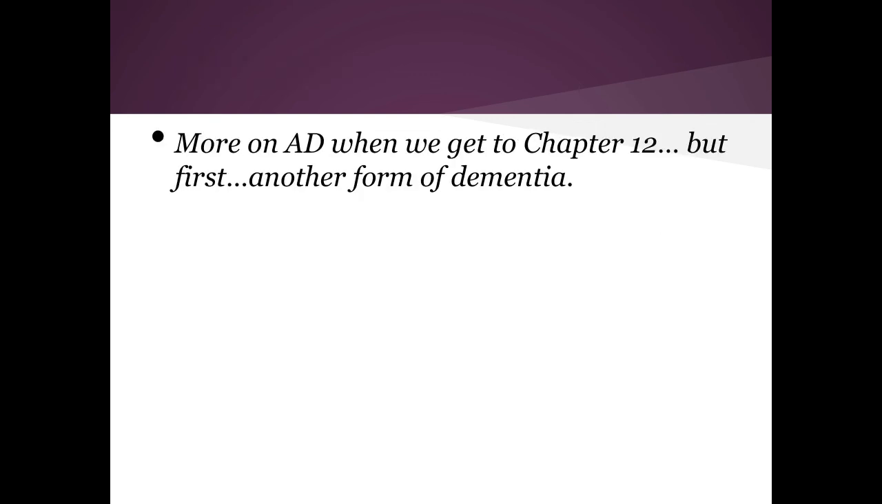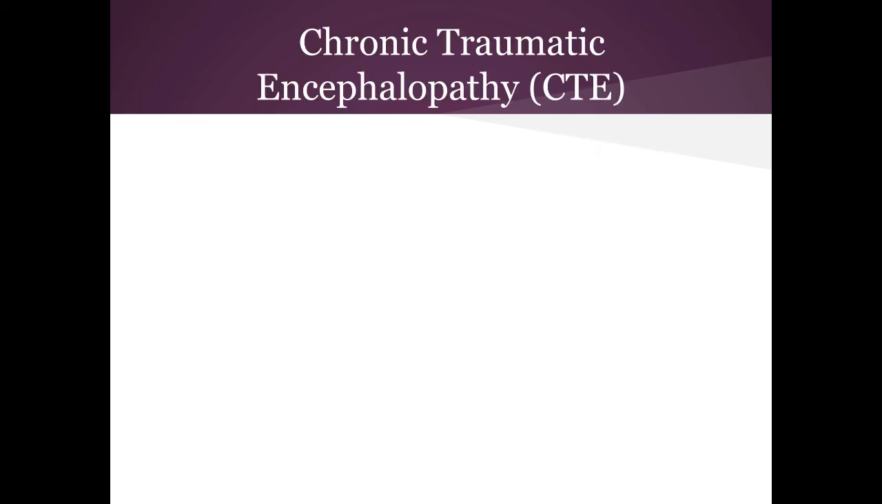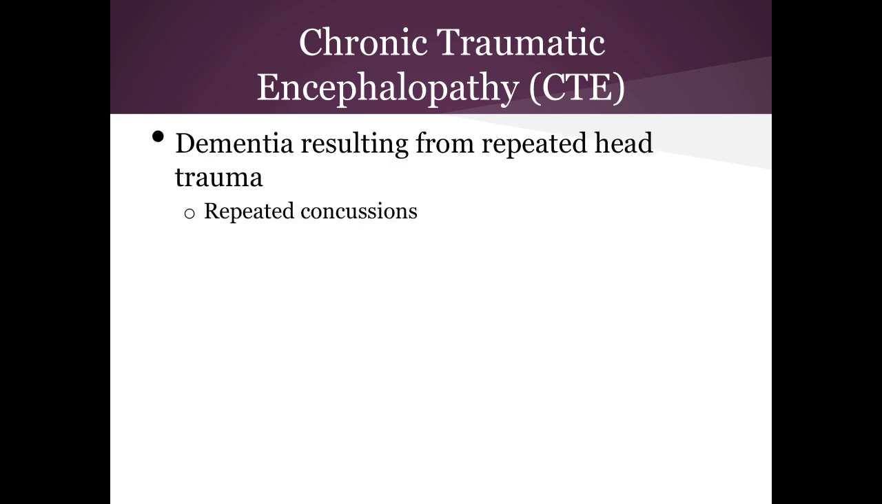Now, as I mentioned, we'll come back to talking about Alzheimer's once we get to chapter 12. But what I want to do now is talk about a different form of dementia. Something that has been discussed a lot more recently is chronic traumatic encephalopathy, otherwise known as CTE. This is a dementia that results from repeated head trauma.